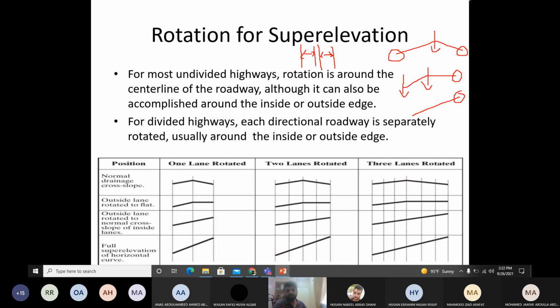For divided highways, for example, if I say rotation around center line, I mean rotation around the center line of one side. So there will be a rotation around the center line for this direction and rotation around the center line for this direction. Both directions will be rotated separately. Okay, got it?